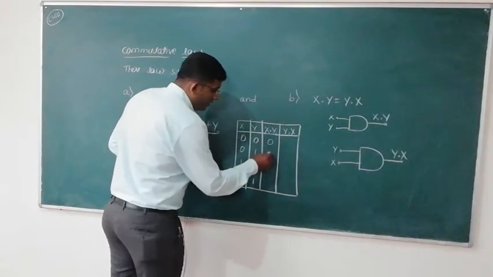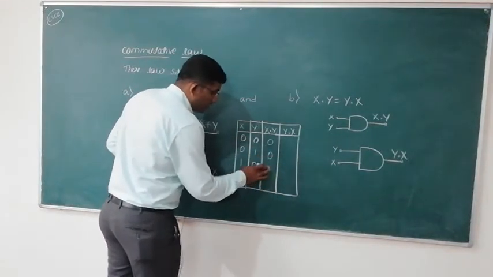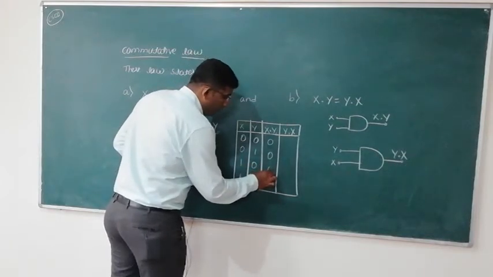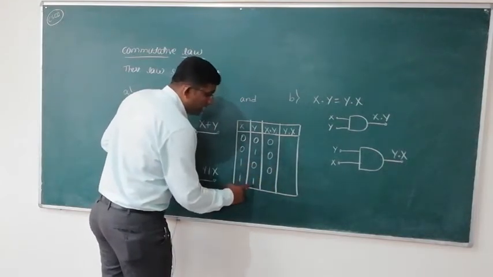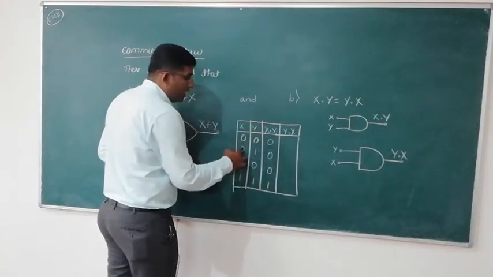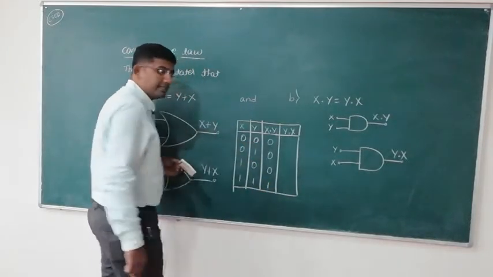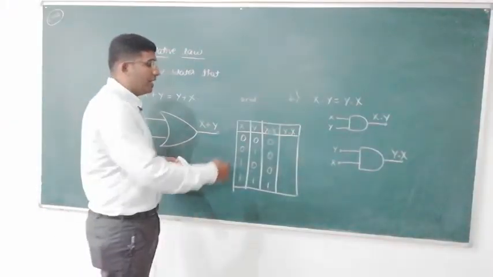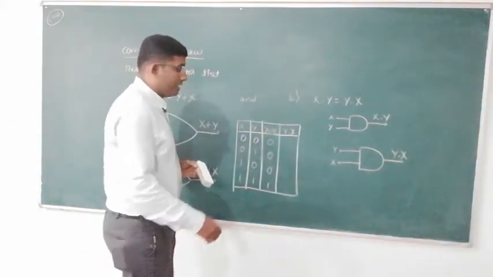0 into 1, we are going to get the output as 0. 1 into 0, we are going to get the output as 0. If both the inputs are high, then only the output is 1. If any one of the inputs is 0, the output is always 0. This is what the AND operation suggests.